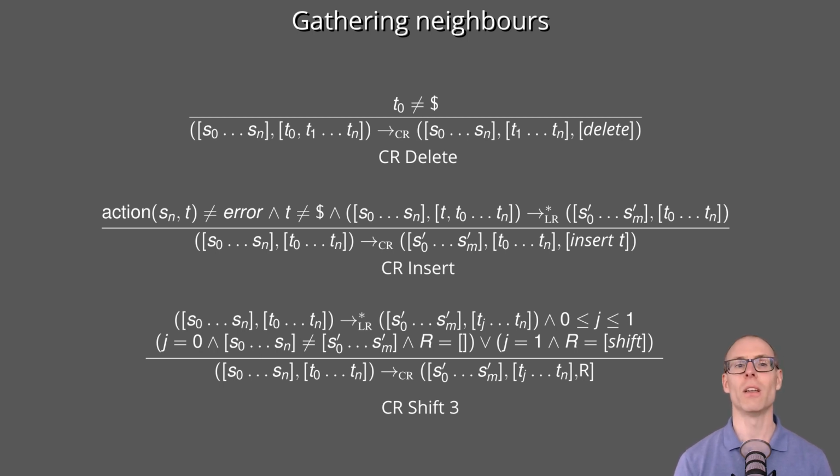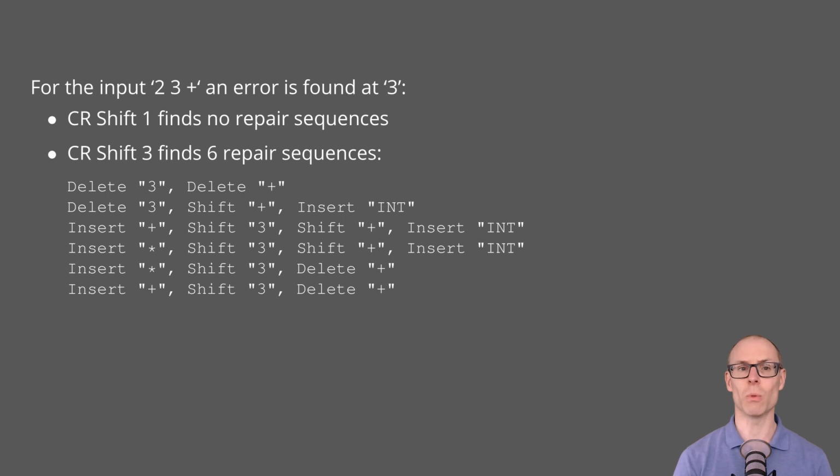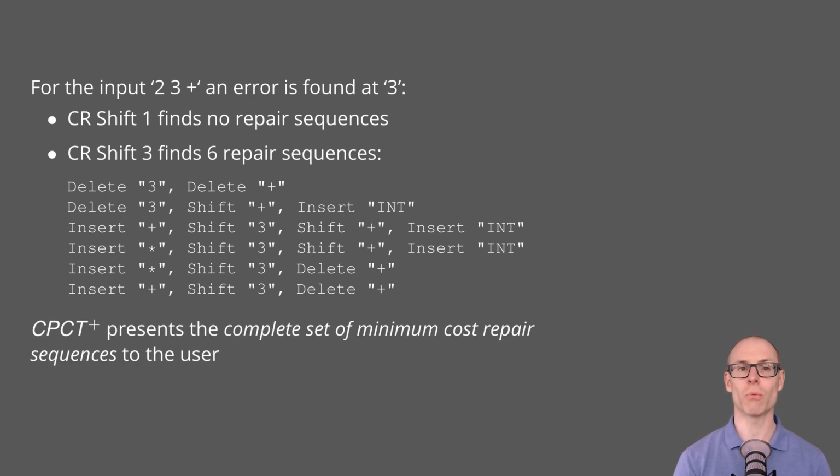Is it worth it? Well, consider the input 23+ for our calculator grammar, where a syntax error is found at the digit 3. CRShift1 finds no repairs for this input, but CRShift3 finds 6 repair sequences. And it's at this point we can formalize an important property of CPCT+. It presents the complete set of minimum cost repair sequences to the user, the first approach in the Fisher et al. Family to attempt to do so.